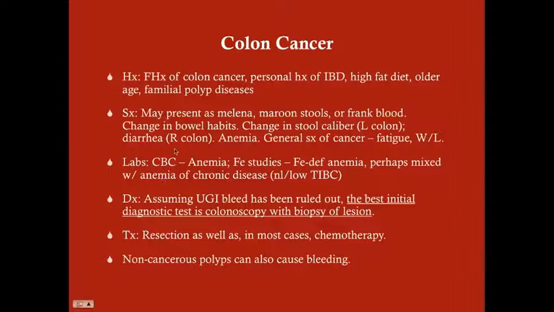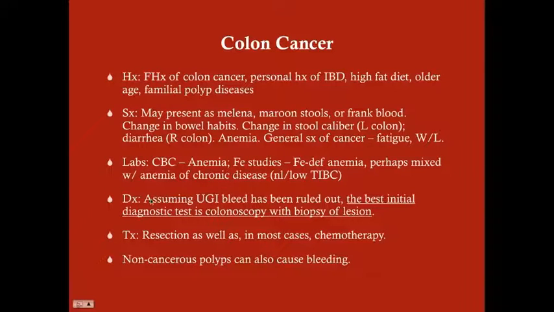Labs, what would you see? Of course, anemia, again. Iron studies would show iron deficiency anemia. It might be mixed with anemia of chronic disease. That's just because you've got cancer and inflammation going on. Anemia of chronic disease would just push your TIBC down, whereas your TIBC, if you remember back to hematology, would be higher in patients with iron deficiency anemia. If you have a chronic disease, it can push that down, so it might be in the normal range.